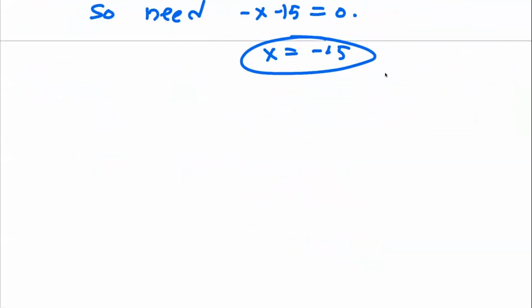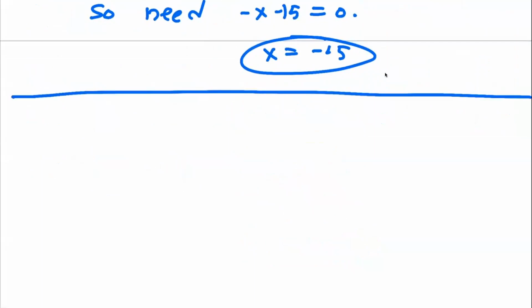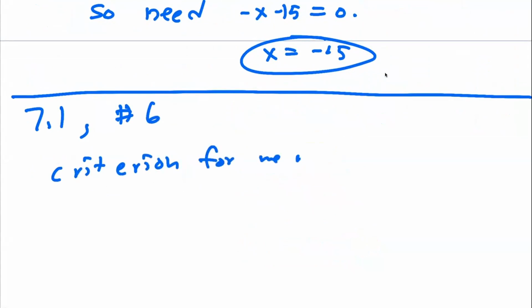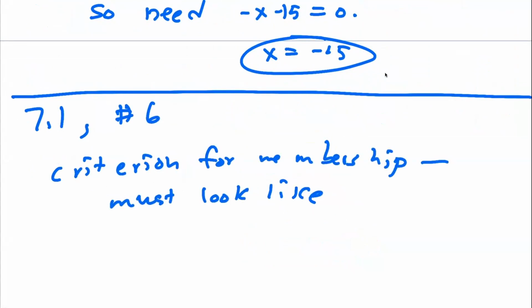Okay, so, which number was this, Laura? Number 6. Got it. So it's 7.1, number 6. So here we have my criterion for membership to my set: it must look like A e to the bx. It must have that form, right? So the first question I've got is, does S contain the 0 vector?